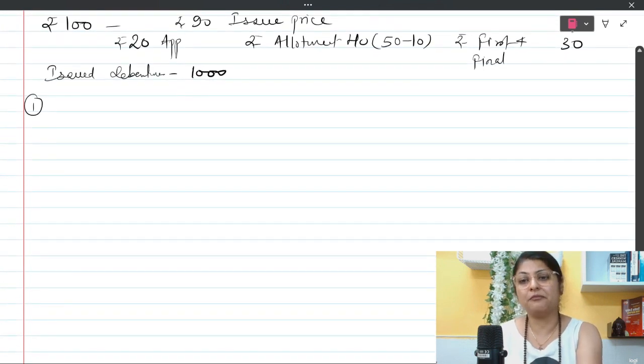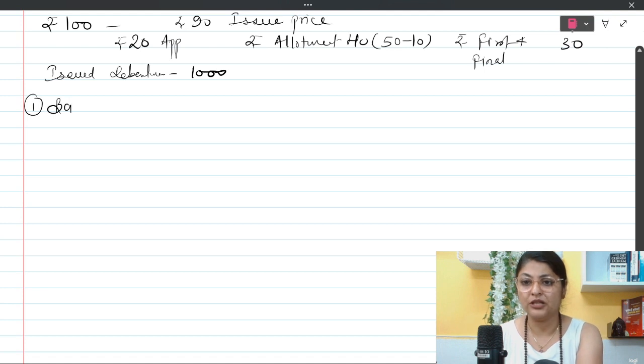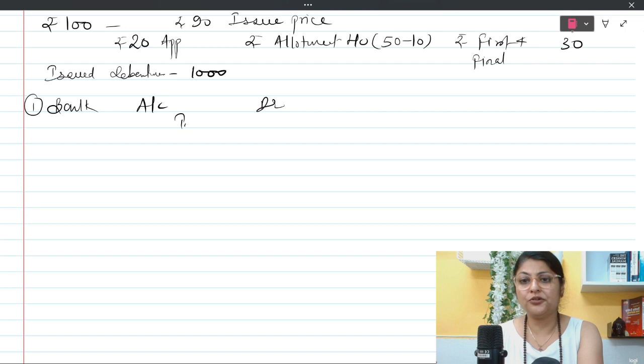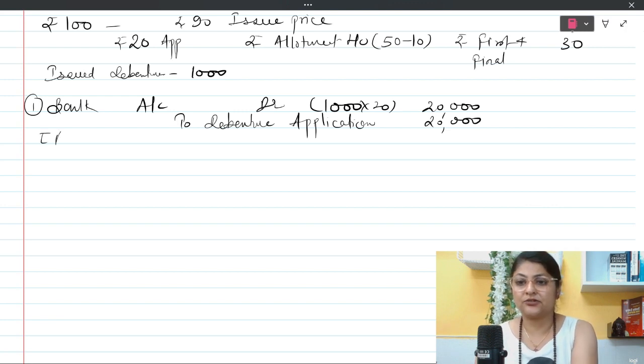Now, let us see how we are going to pass the journal entry. Journal entry number 1 will remain as it is, as we had done in case number 1 and 2 both. We will write bank account debit to debenture application. And this amount is going to be 20 multiplied by 1000. 1000 is the number of debentures and 20 rupees is the application money. Narration is going to remain the same, being application money received. Always do write narration.